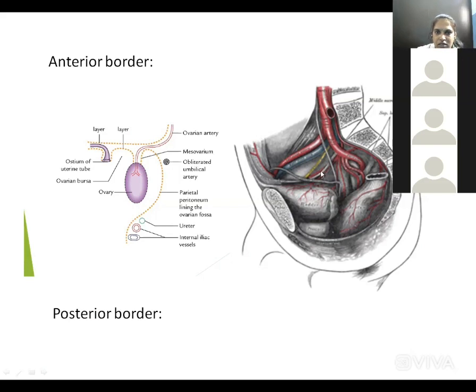Can you imagine that it is attached here and also related with the obliterated umbilical artery. The posterior border is over here. It is rounded or convex, covered by peritoneum, and posteriorly it is related with the ureter. Anteriorly related with the obliterated umbilical artery, posteriorly related with the ureter.